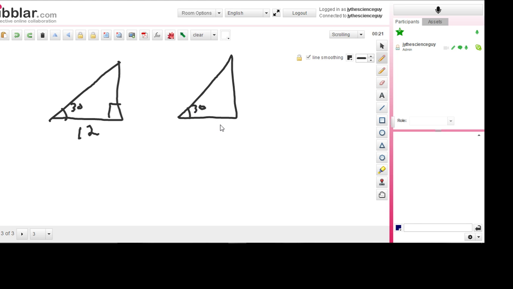If this is 30, label the sides for me. Tell me where to put the 2x, where to put the square root of 3. 2x, x square root of 3. So this is 2x, that's x, and that's x root 3. So what two sides are the same? x square root 3 and 12. So you're doing a math equation with that.